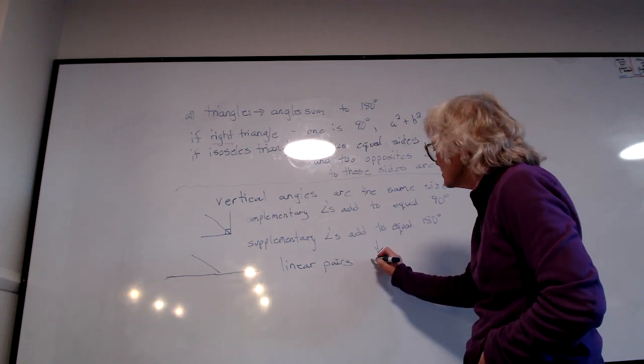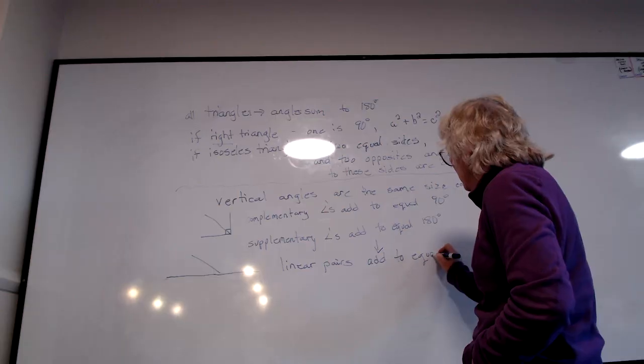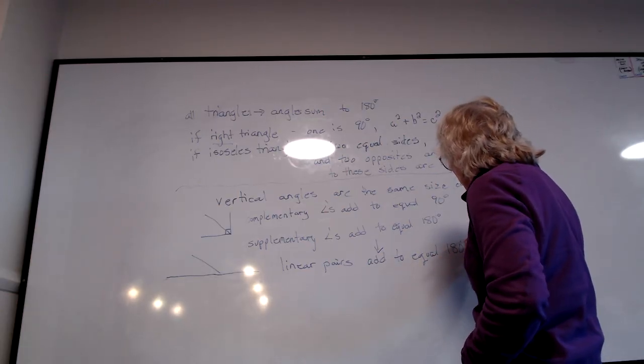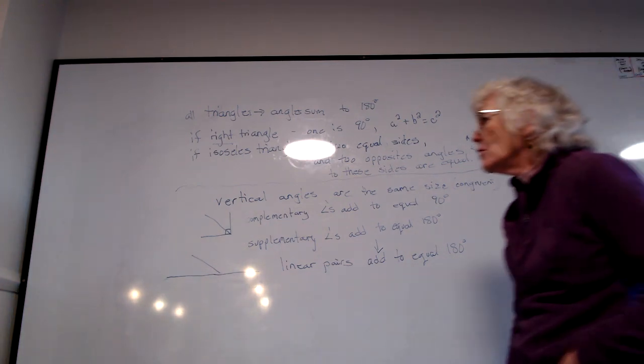Linear pairs also add to equal 180 degrees. Okay. So that's something else that we know. Okay, so those are about angles. The first part was about triangles and what we know. Second part was angles. Okay. What do we know about line segments?